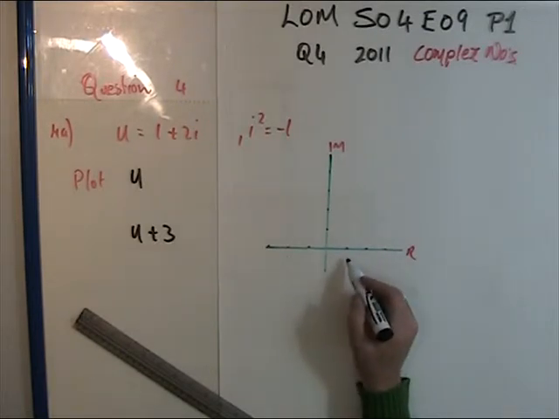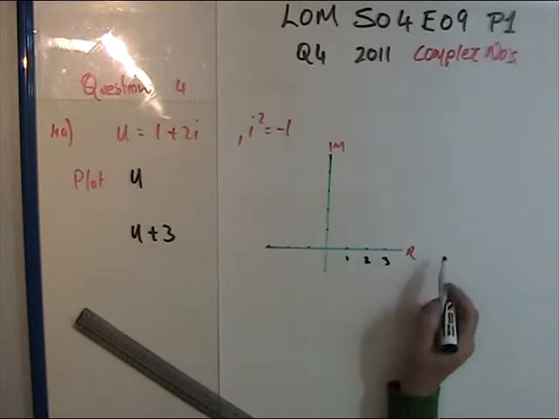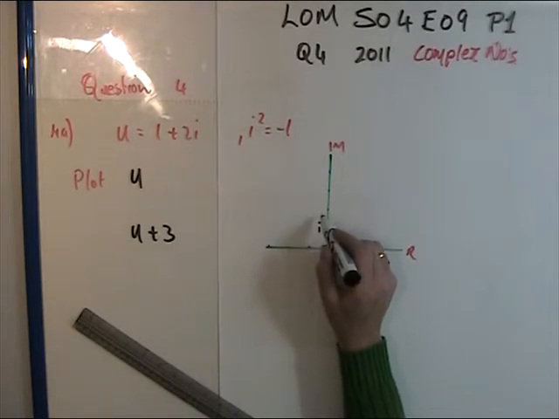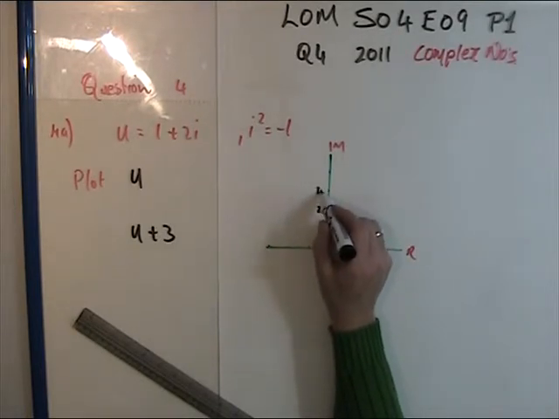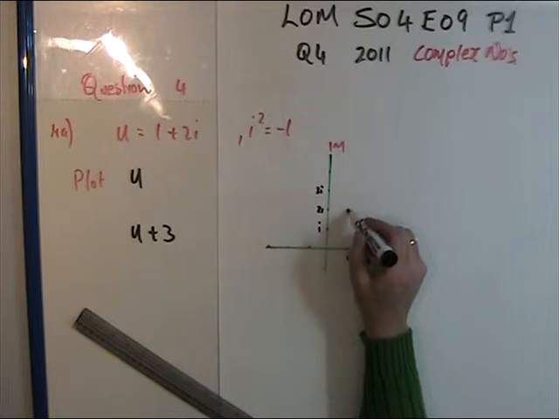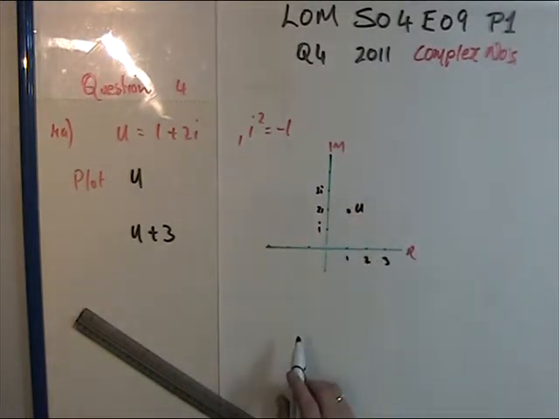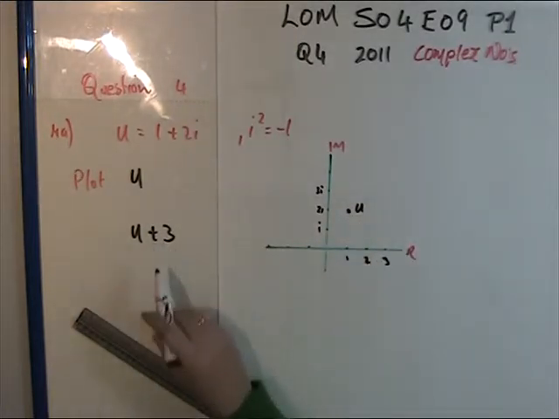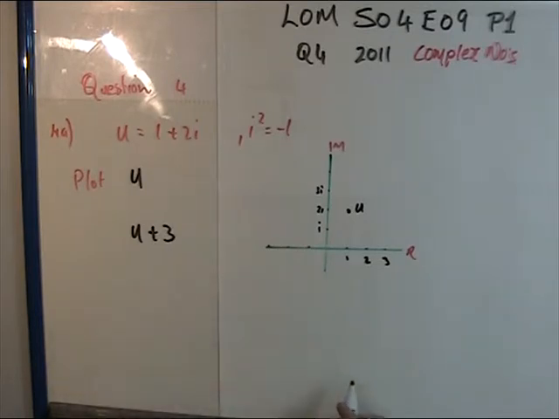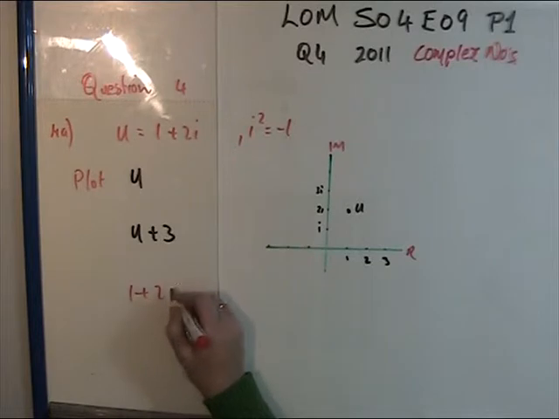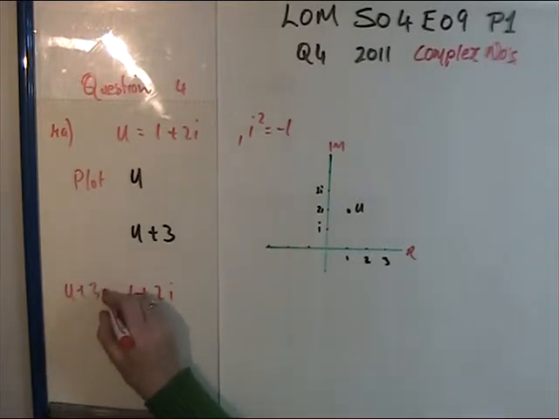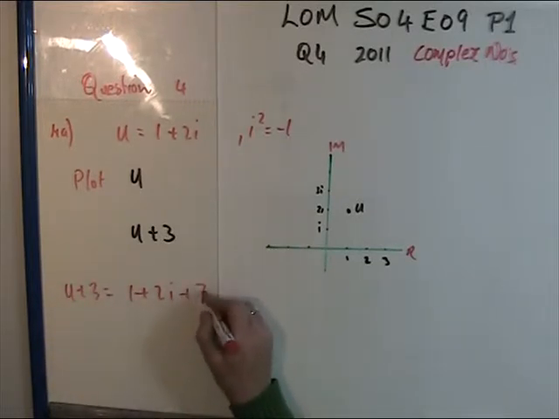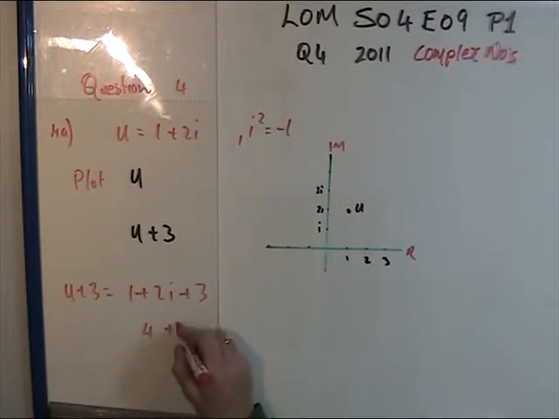1. Where's the real axis? 2, 3. 1 plus 2i. i, 2i, 3i. 1. That's u. Okay? 1 plus 2i. And it says what's u plus 3? Well, what's u plus 3? u plus 3 is 1 plus 2i plus 3. So it's going to be 4 plus 2i.